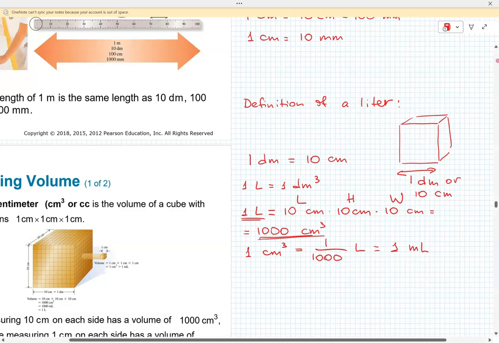Now, from this equality, we can say that 1 cubic centimeter represents 1,000th part of a liter. And if you go back to that table with the prefixes, 1,000th is a milli. Better? Fantastic.